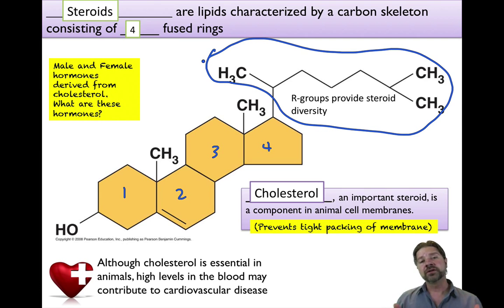So another 2 steroids that are connected to cholesterol are our male and female hormones. So do we know what those hormones are? First of all, think of a male hormone. Can you think of any? Well, testosterone is going to be the preeminent male hormone, whereas estrogen is going to be a female hormone, and they're going to be both based off of this cholesterol molecule.